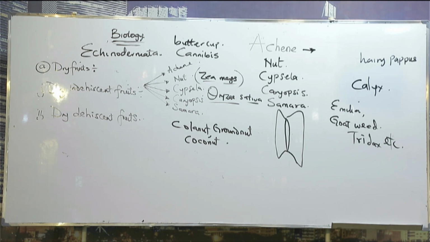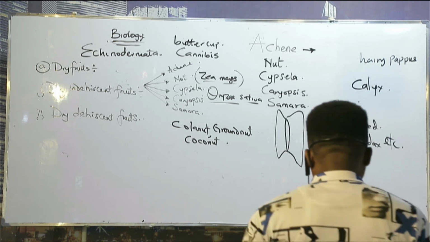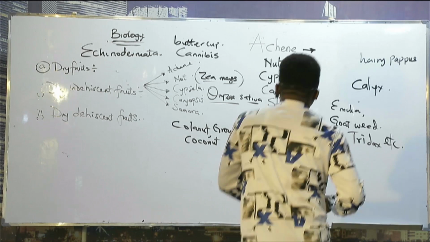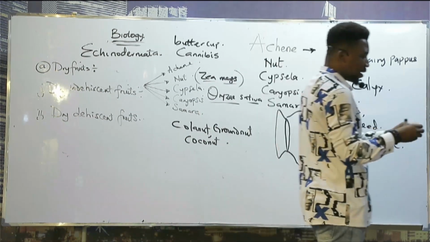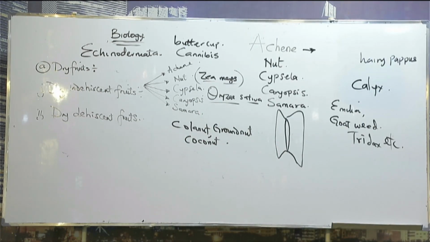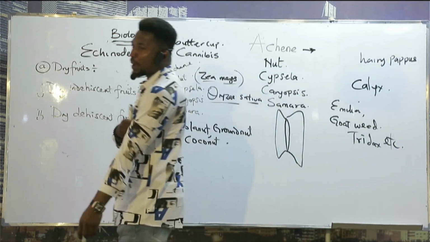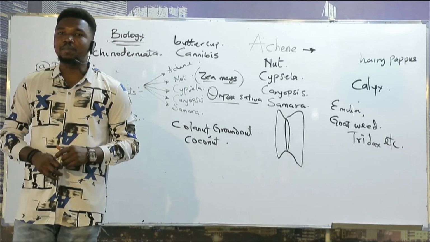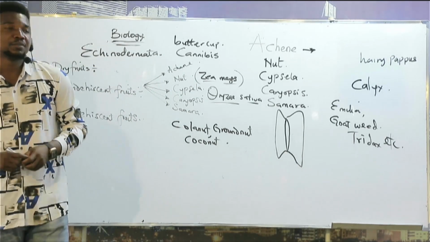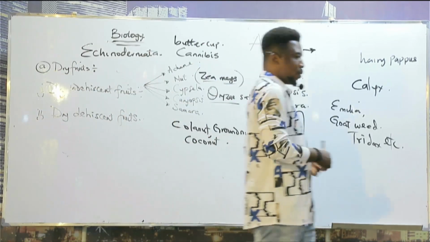Samara. It is a dry indehiscent fruit in which the pericarp is modified into a membranous wing. What is the work of that membranous wing? For dispersion. Into a membranous what? Wing.